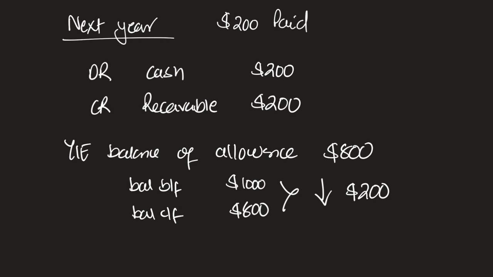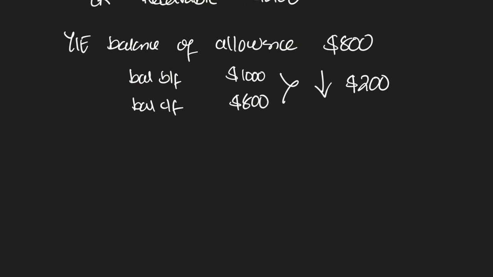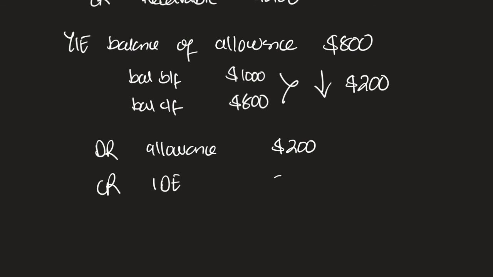So how would we go about posting this? Well, in essence, what you would do is think about the reduction to the allowance for receivables ledger. And to post a reduction to the allowance ledger, you would simply debit the allowance by the difference that we've identified, 200, and you would post a corresponding credit to the irrecoverable debt expense account.